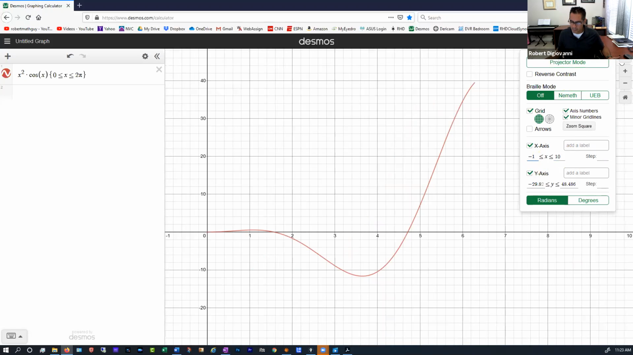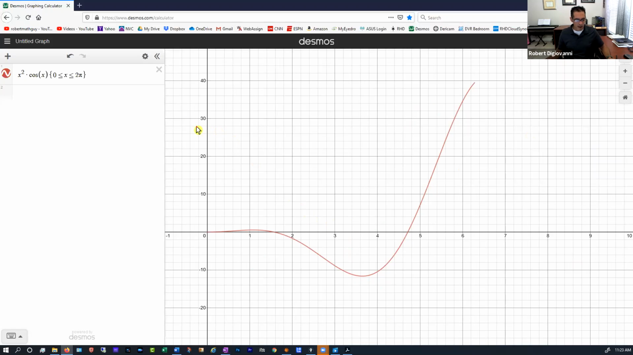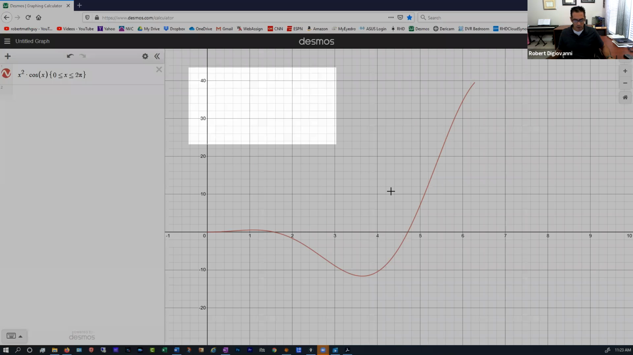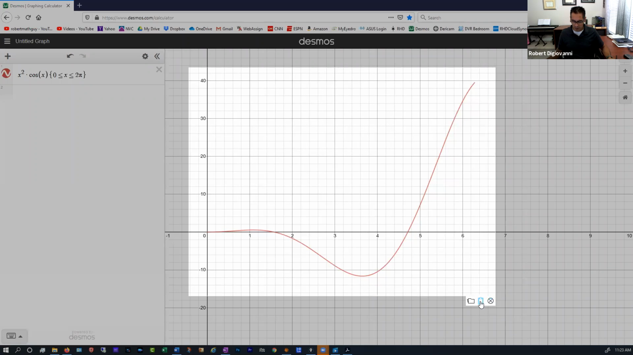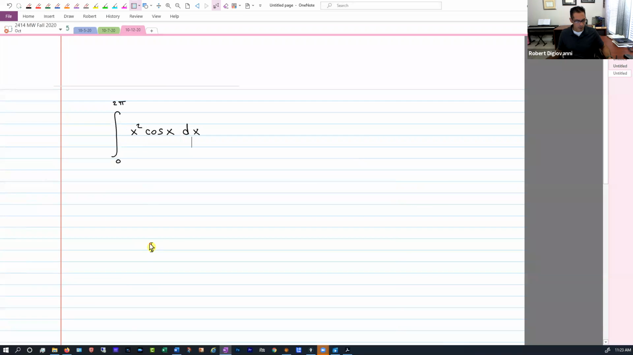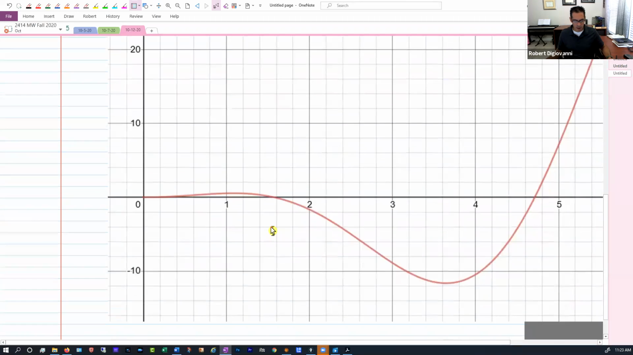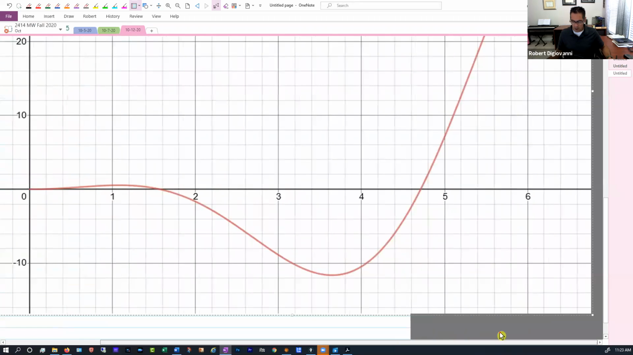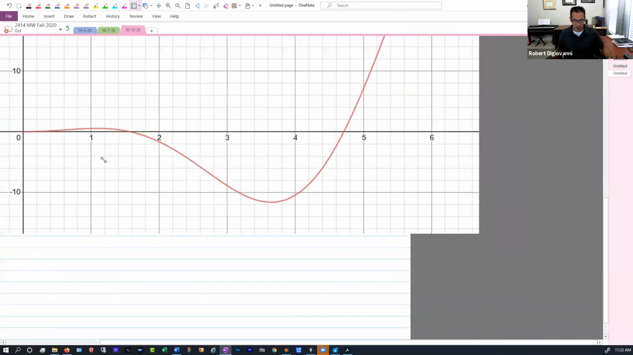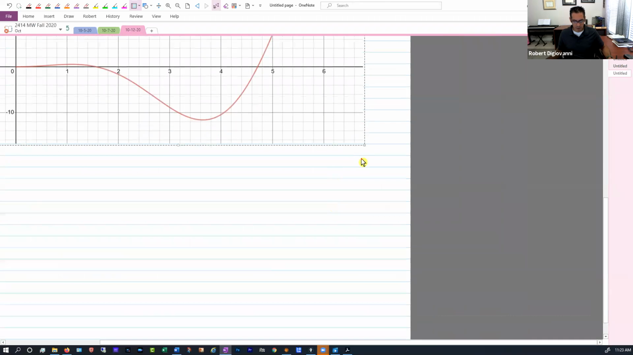There we go. That'll work. So there's our graph. I'm going to bring this over here, copy it. So what we're trying to do is find the area here, the net area, okay? Not the total area geometrically, but the net area.